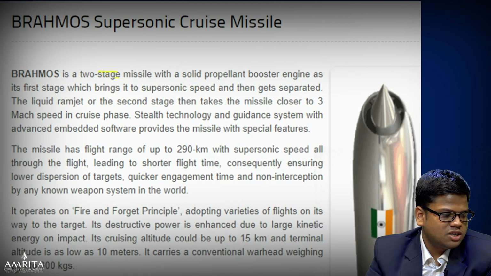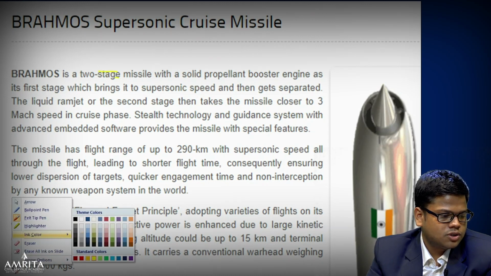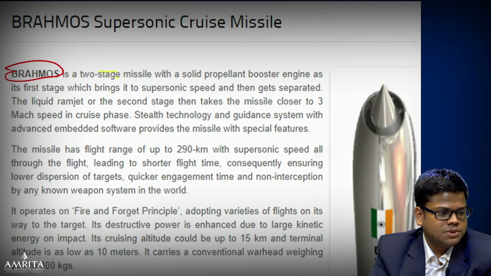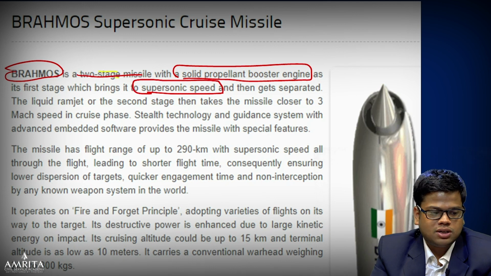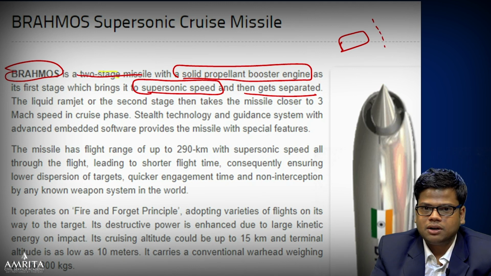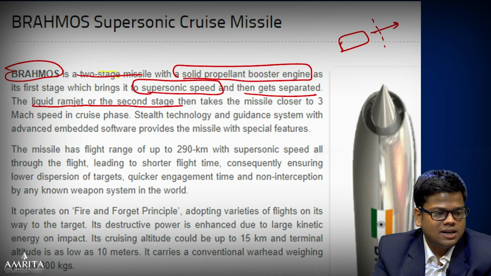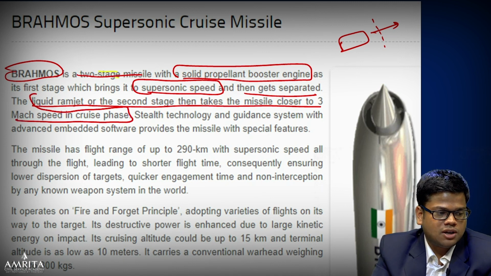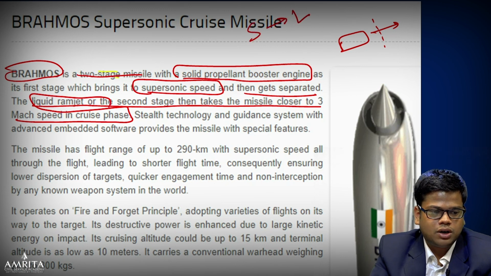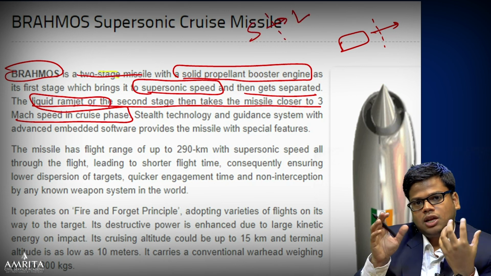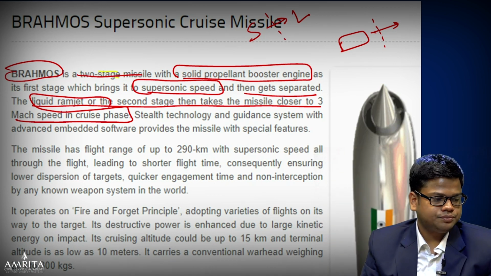BrahMos is a two-stage missile, with a solid propellant booster engine that reaches supersonic speed. Then it gets separated. The first stage, the solid stage, gets separated and gives the push to supersonic speed. The liquid ramjet, or the second stage, then takes the missile close to Mach 3 in the cruise phase. So first the solid, then the liquid. Solid gets out and the liquid one takes it to the next part.